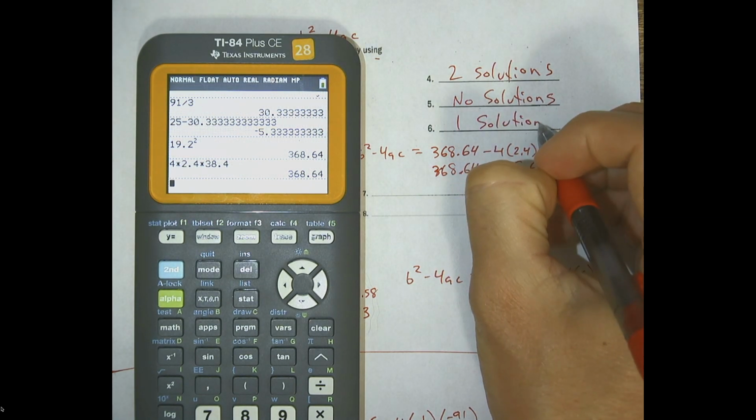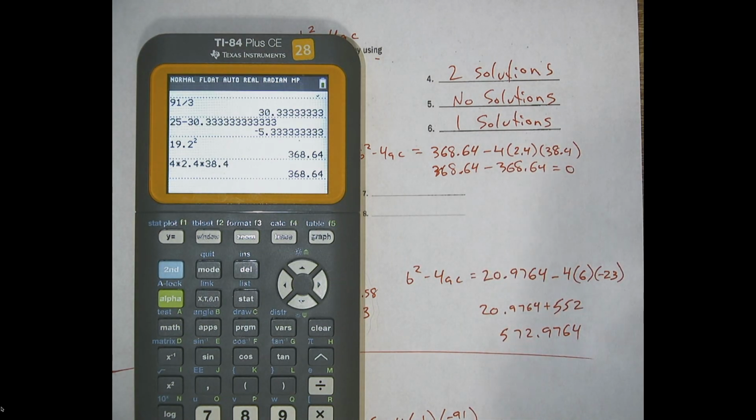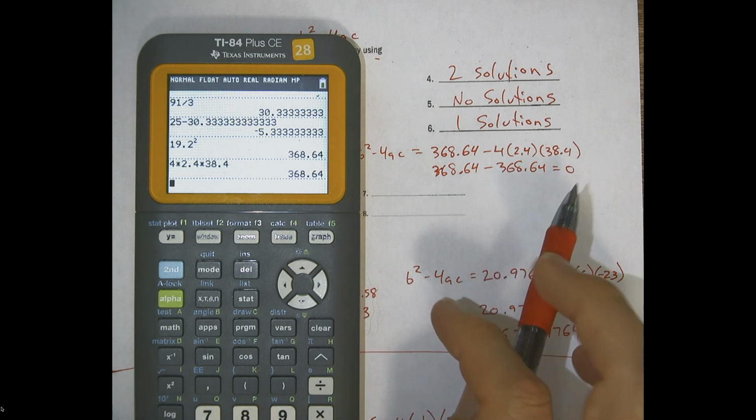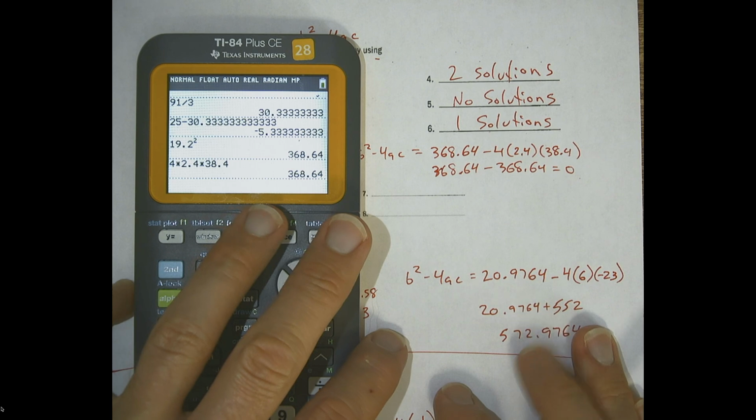Common mistake, and I guarantee you people will do it on the quiz, is they're going to get 0 for the discriminant, and they're going to say there are 0 solutions. Okay, so be careful. When you get 0, there's actually one solution. No solutions comes from a negative discriminant.